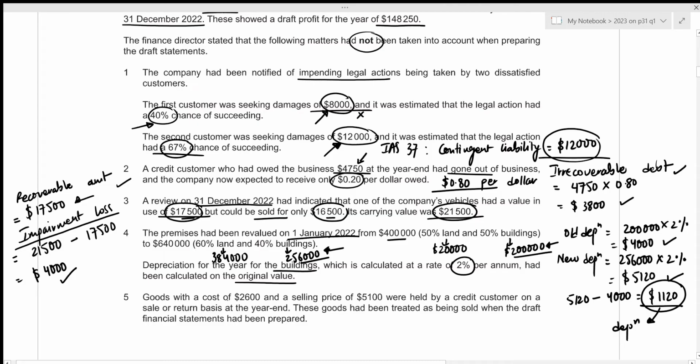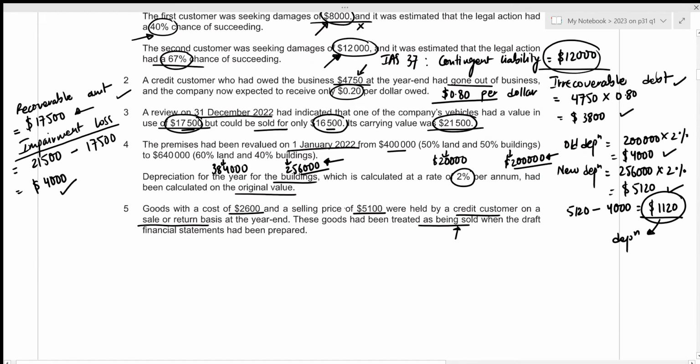Now for the fifth one, goods with a cost of 2,600 and a selling price of 5,100 were held by a credit customer on a sale or return basis at the year end. These goods had been treated as being sold when the draft financial statements had been prepared. Remember, we cannot consider goods sold on a sale or return basis as our revenue. So the rectification of this error is that we need to subtract 5,100 from our sales value, and we need to add 2,600 to our closing inventory value because these goods are not yet sold. The credit customer has not yet confirmed whether or not he will be purchasing those goods. That's all for the given information.